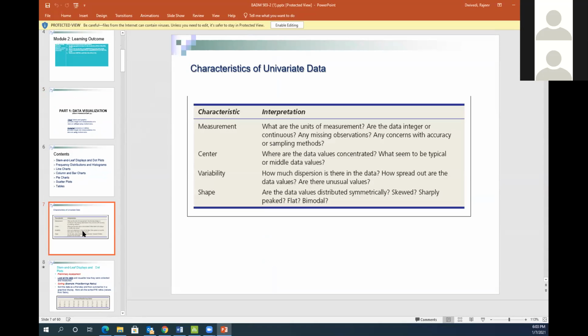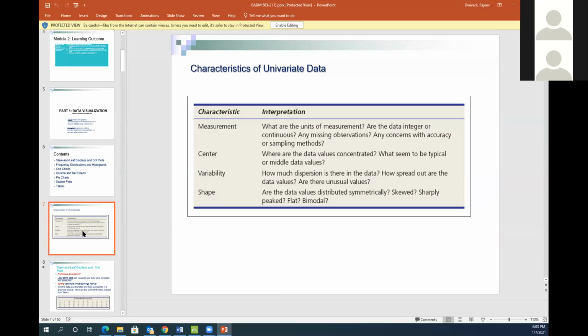Measurement, what are the units of measurement? Are the data integer or continuous? So for example, in Minitab, we have unit of measurement, age is years. For example, fair is in pound sterling. So that is measurement.